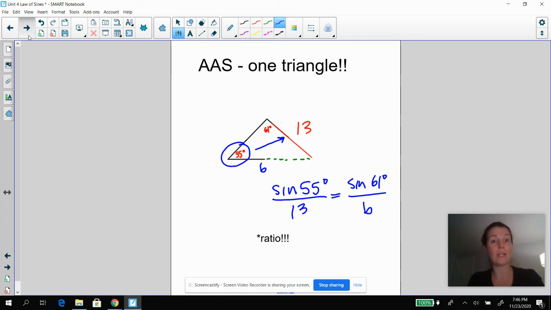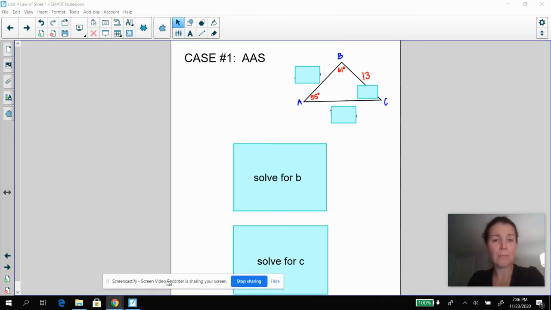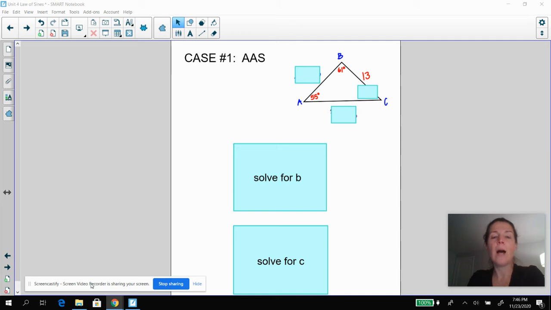So let's put this into action. So here I am, case one, angle side situation. I know you see a lot of blue boxes, do not worry. I want you right now to look at this, and I want you to set up that first ratio. So this should look really familiar to you. And I want you to set up that first ratio in order to solve for side b. Pause the video, go. All right, we're back.